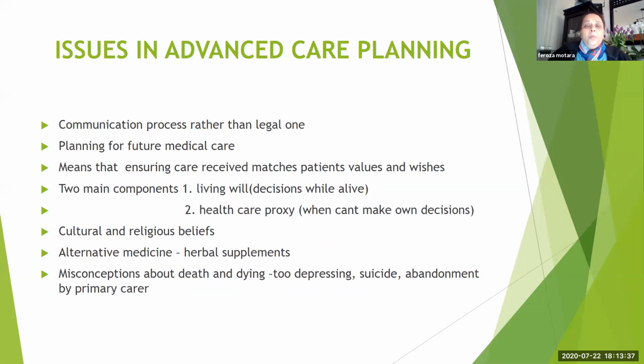The two main components of this are living wills, which are essentially decisions made about future treatment while the patient is alive, and appointing a healthcare proxy so that when I'm not able to, someone else can make the decisions in my best interest. And this doesn't only mean that an elderly person has this. A young 20-year-old male, for example, who's in a motorbike accident and is placed on a ventilator will need a proxy, will need a living will.